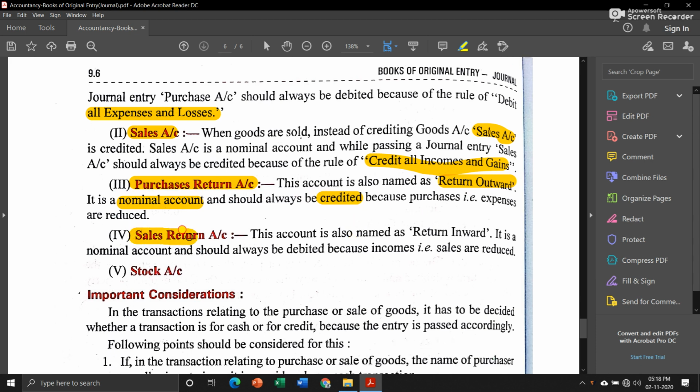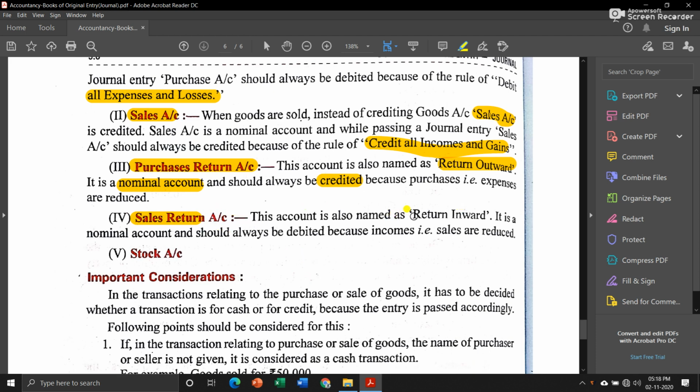Then sales return is the opposite of sales account, and sales account is always credited, so sales return account will always be debited. Another name for sales return is return inward, because after selling goods, if the customer returns something to us, then it is coming inside the business, so we write return inward. And there is another type of account, that is stock account.